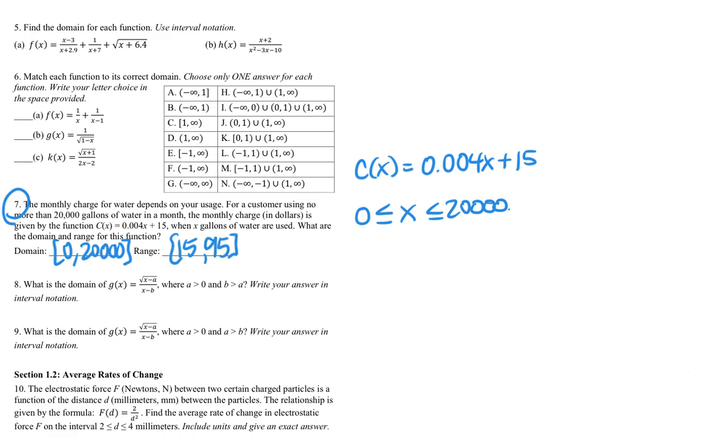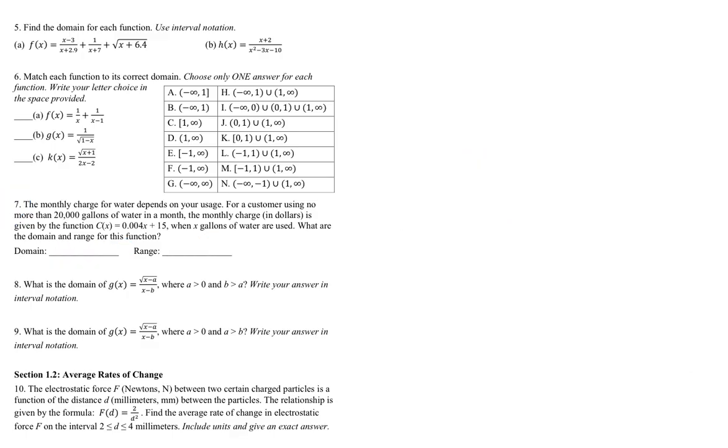Okay, and so that is the highest cost. Now problem 8. What is the domain of that function where a is greater than 0 and b is greater than a? Write the answer in interval notation. So one thing that we know is that x minus a needs to be greater than or equal to 0. So x needs to be greater than or equal to a. We also know that x is not equal to b.